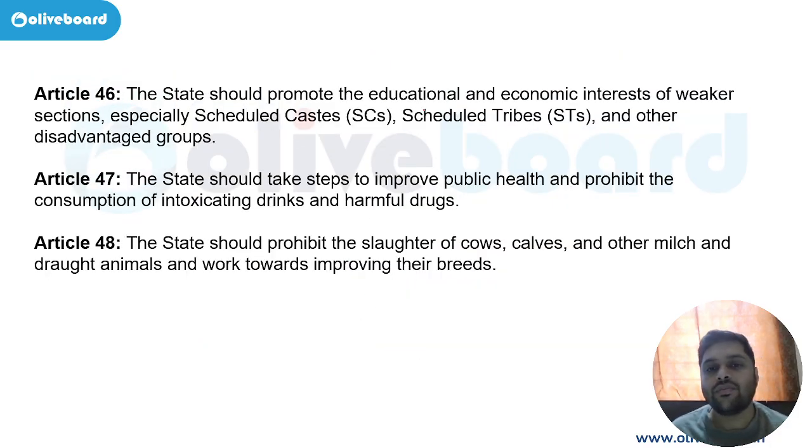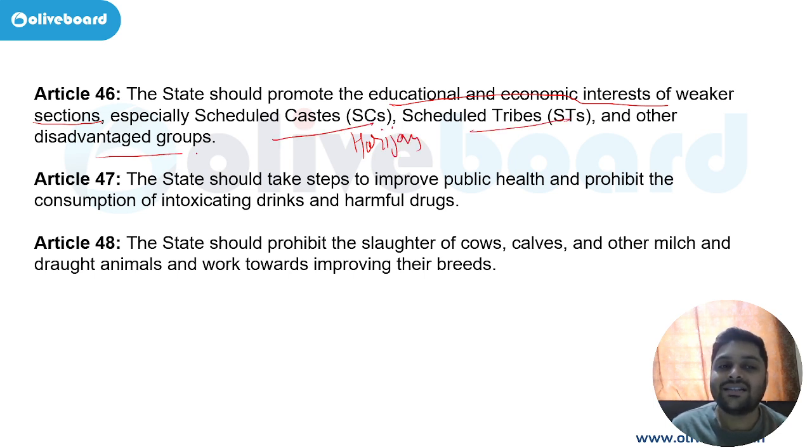46. The state should promote educational and economic interests of weaker sections. So Gandhiji always used to talk about Harijans, right? Scheduled castes, scheduled tribes, and other disadvantaged groups. So this Harijan concept, the development of the Harijan concept, has been taken from the ideological background of Gandhiji. Okay, so Article 46 deals with that.